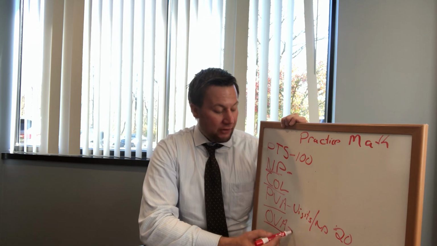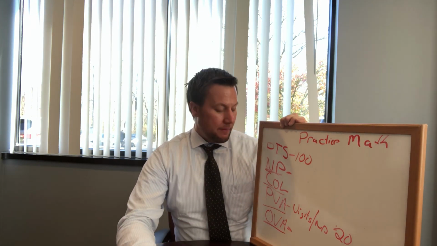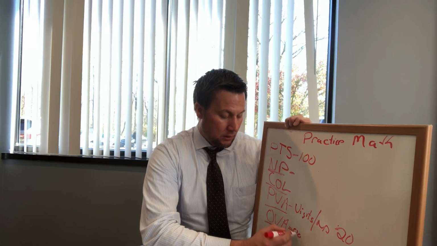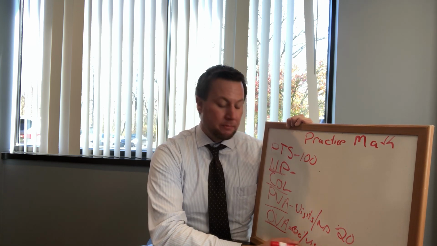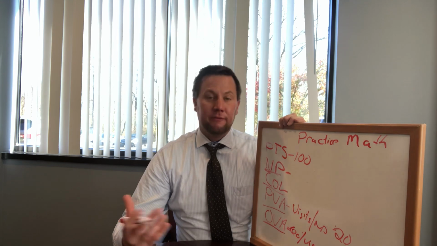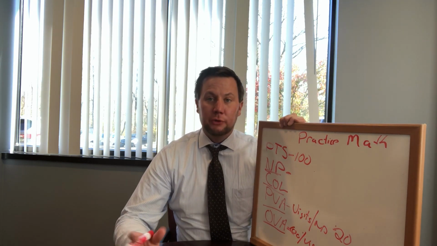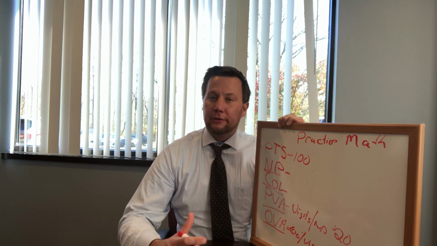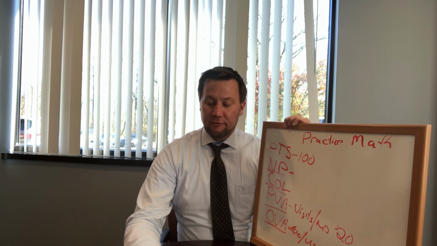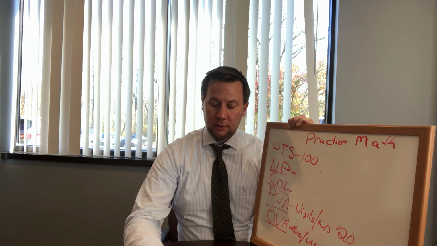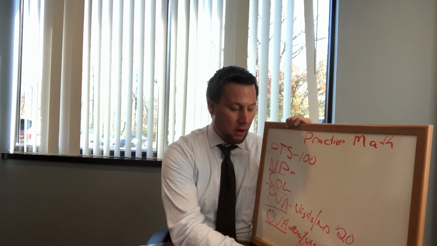Next, OVA. This is one almost nobody knows, and this is just collections divided by visits. This is the average amount we're collecting on a patient visit, which a lot of docs don't know. You need to know this. This is what it's worth for somebody walking through your door each visit. Let's say we're collecting $20,000 a month on 400 visits a month. 20,000 divided by 400 is $50 per visit, right?